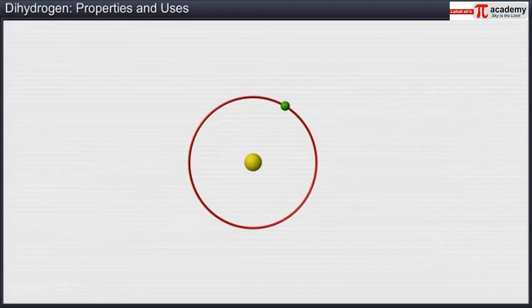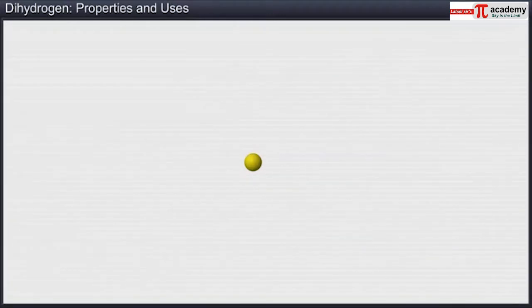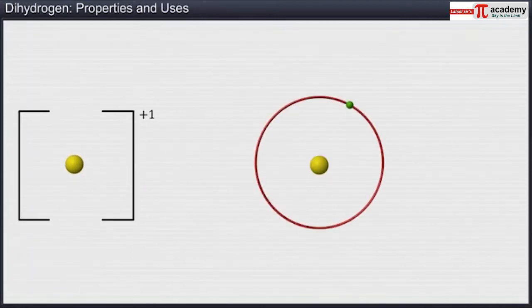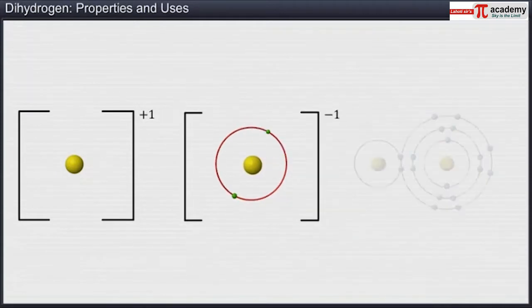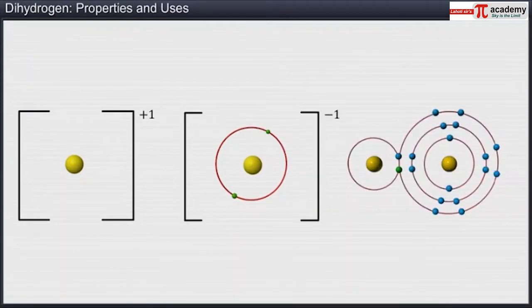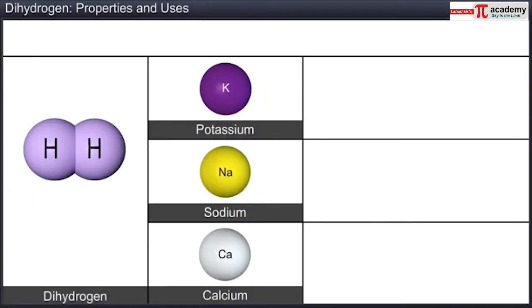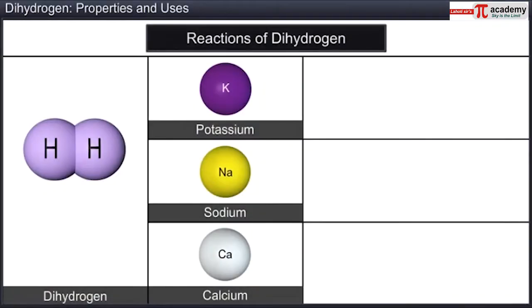A hydrogen atom reacts either by losing 1 electron to form H-positive ions, or by gaining 1 electron to form H-negative ions, or by sharing electrons to form single covalent bonds. Let us now look at the reactions of dihydrogen.